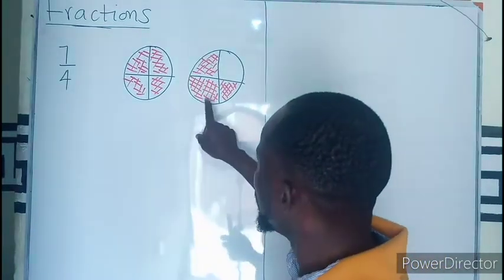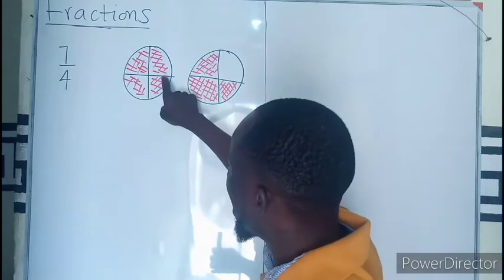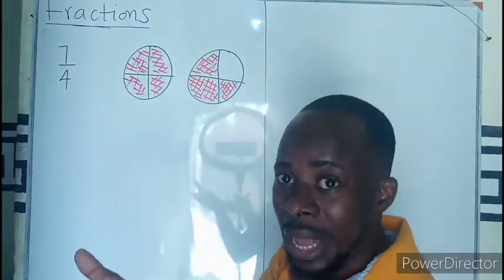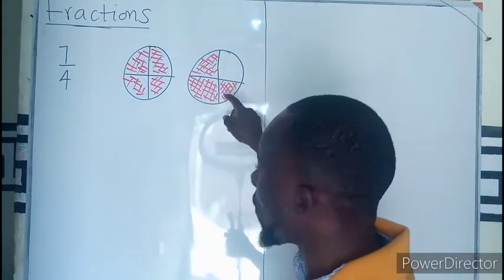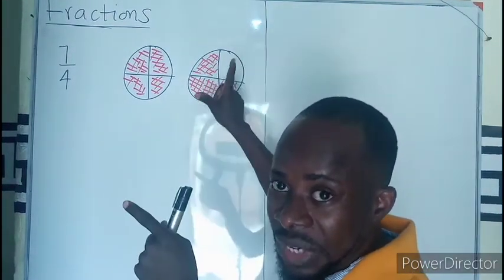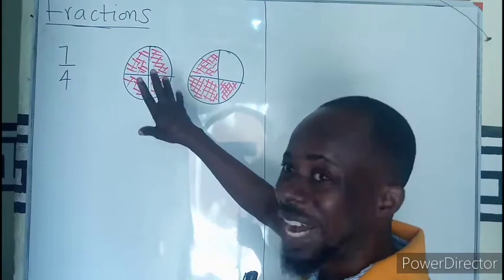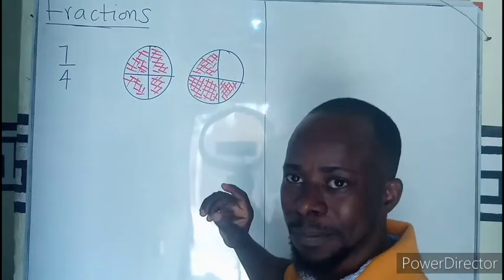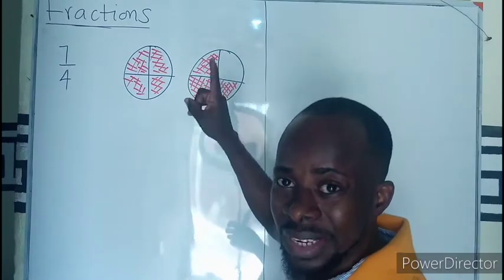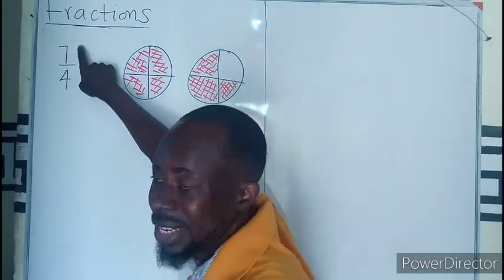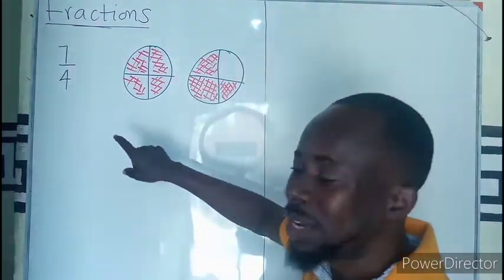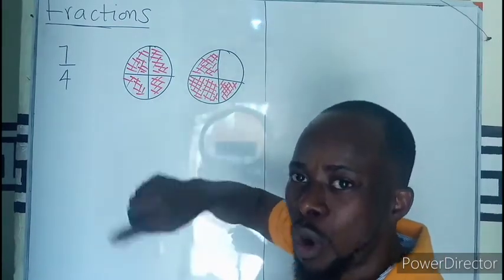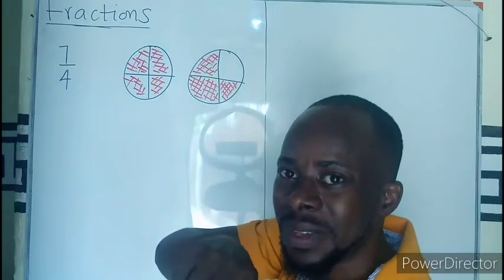Simply put, you can see that this is 1, 2, 3, 4. The 4 divisions mean 1 out of 4. That is a quarter. 1, 2, 3, 4. How many divisions? 4 divisions. Then how many parts are we shading? 1, 2, 3, 4, 5, 6, 7. We are shading 7. So that is 7. The denominator here is referring to the number of parts that the whole has been divided into. The whole is divided into 4 parts.